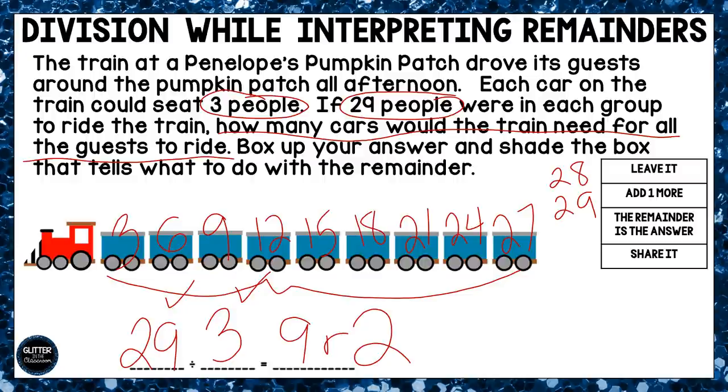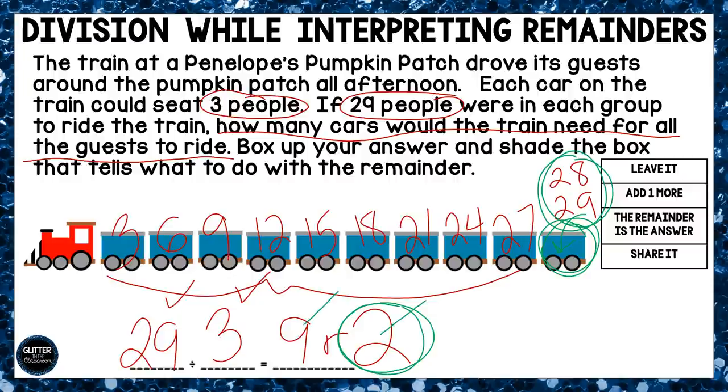Now, this 2 right here, that 2 is here. It's these 2 people that don't have a car to ride in. So what needs to happen is we need to add 1 more car so that these 2 people can ride in the car. And this car will have 2 people in it while all the other cars have 3. So in this case, my answer was 9 remainder 2. But the question said, how many cars would the train need for all the guests to ride? Well, 28 and 29 needed to ride as well.